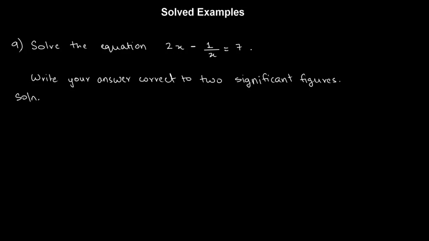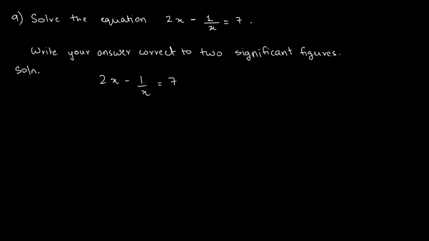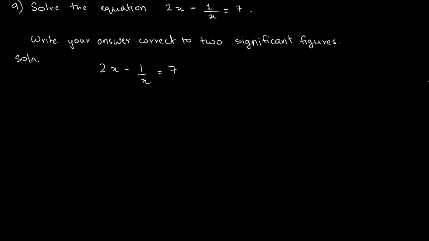So we want to solve the equation 2x minus 1 upon x is equal to 7 and write our answers correct to two significant figures, right? So first let's write our equation down. We've got 2x minus 1 upon x is equal to 7, right? Now this doesn't in itself look like a quadratic equation. So first we need to simplify this into one.